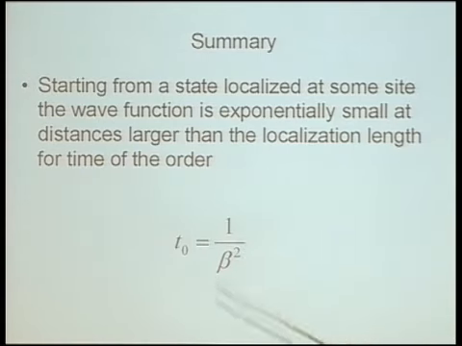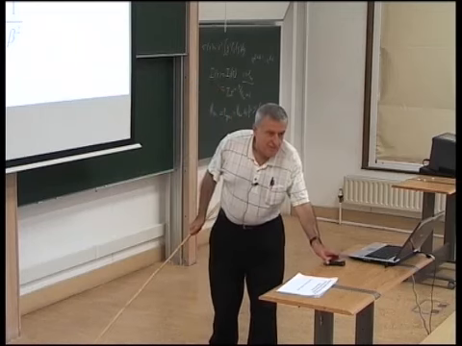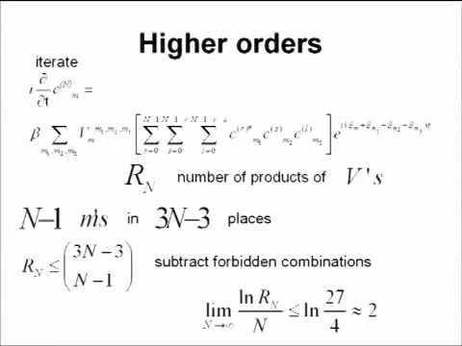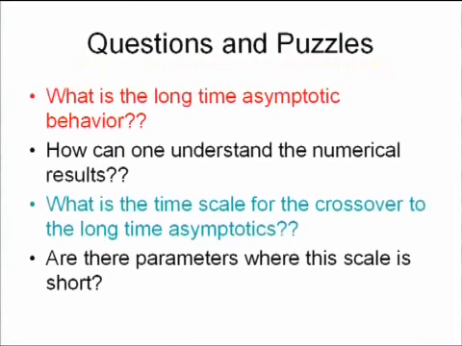There is a constant here, so that for smaller times everything will remain exponentially bounded. Now, this is the summary of what we did, but since it has puzzles in it, these are the questions that are left. What is the long time asymptotic behavior? This is a question that's not settled.